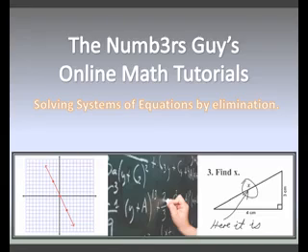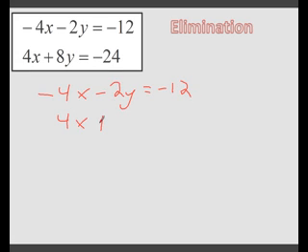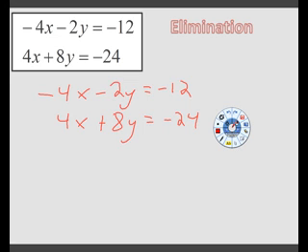In this tutorial we're going to work on solving systems of equations by elimination. So we see this system we have here: negative 4x minus 2y equals negative 12, and 4x plus 8y equals negative 24. Now, there are many ways to solve systems of equations. We can do graphing and substituting, but really I think one of the easiest ones is by elimination.